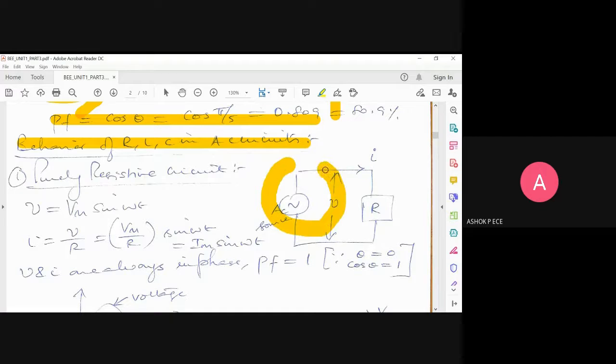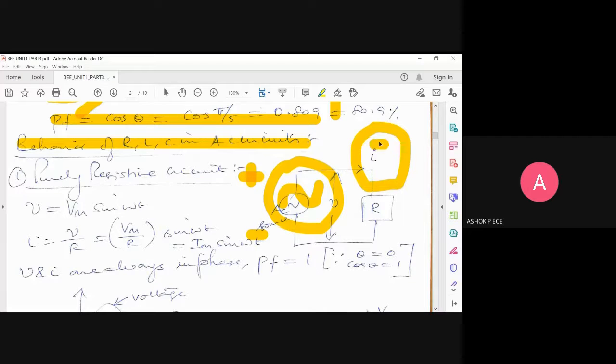See, the AC source will have this representation. You will have a box, you will have a circle, and you will have a sine wave, and you will have a plus minus, which indicates that I am supplying an AC signal to my circuit. And the DC source will have this representation. You will have plus minus inside. So this is your DC source. This is going to be your AC source.